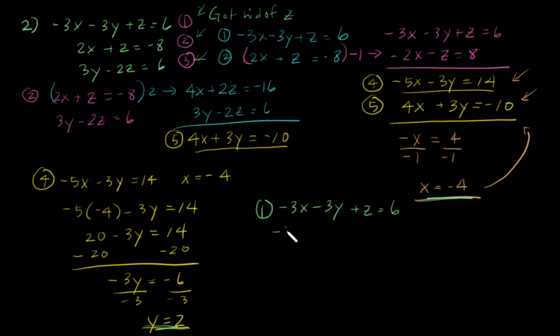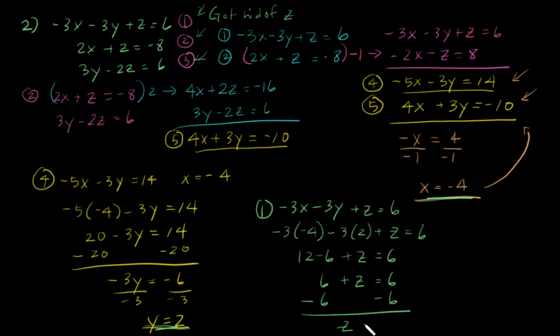So it's going to give me a negative 3 times negative 4 minus 3 times 2 plus z equals 6. That's 12 minus 6 plus z equals 6. That is 6 plus z equals 6. Subtract 6 on both sides, and I get z equals 0. So our final solution is negative 4, 2, and 0.